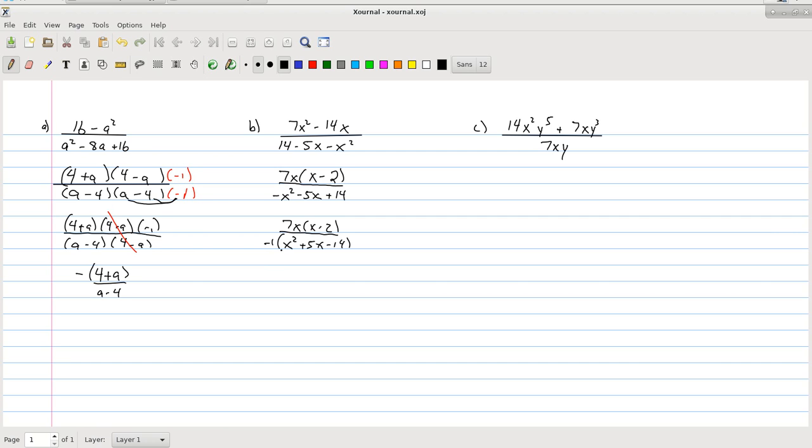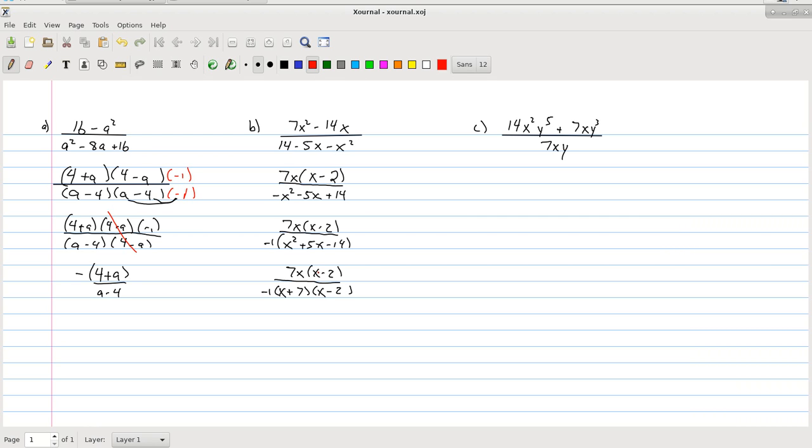Now we're finally in the position to factor the denominator. So let's let the top just sit there. 7x times x minus 2 divided by negative 1 times. There's no common factor in the denominator, so I'm going to go with two sets of parentheses. X squared is x times x. Now we're looking for two numbers that multiply to negative 14 and add up to positive 5. So these will be positive 7 and minus 2.